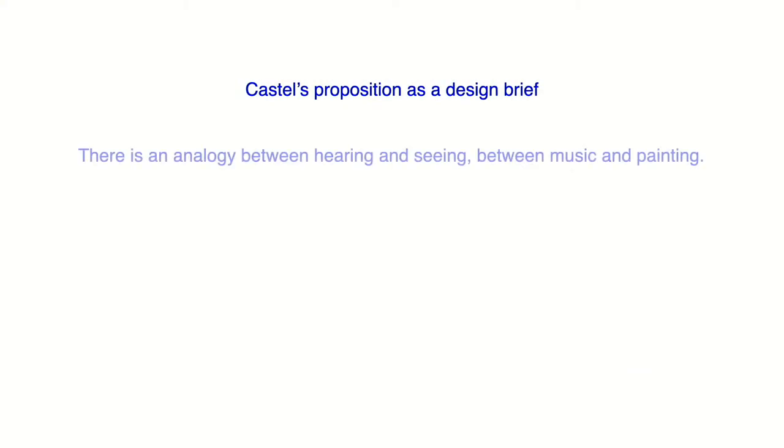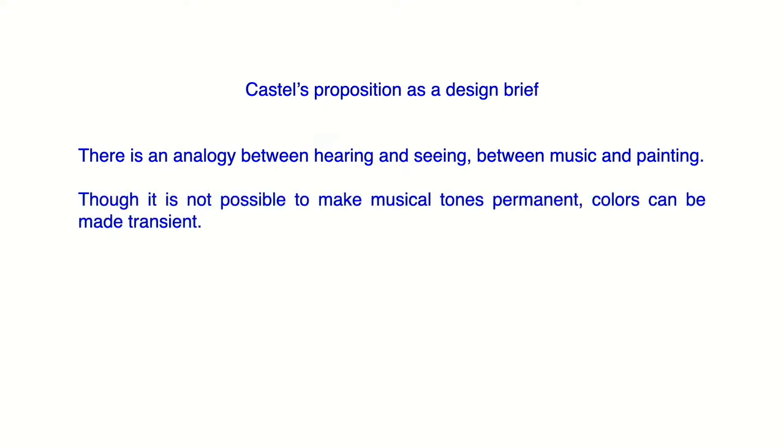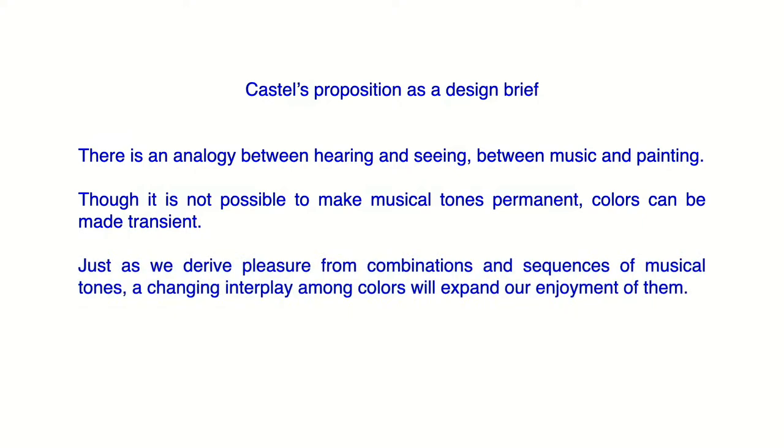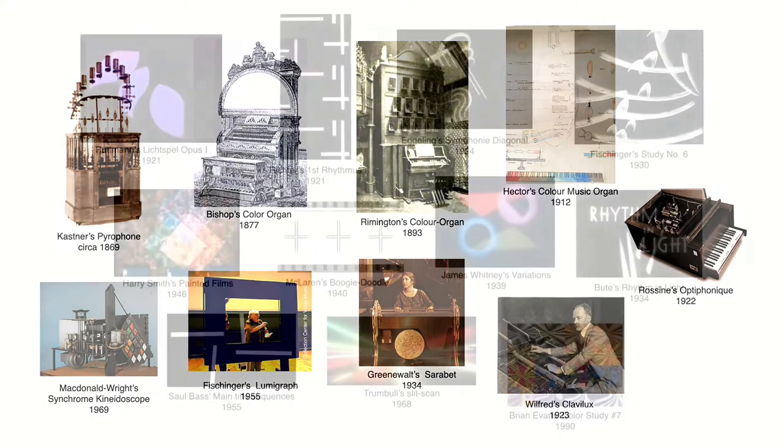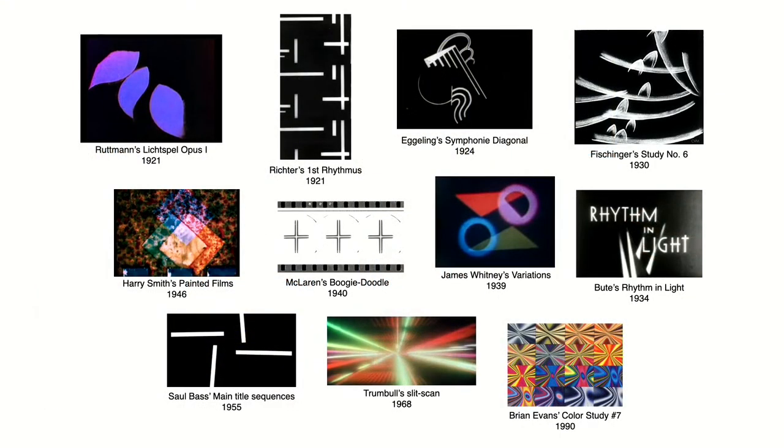There is an analogy between hearing and seeing, between music and painting. Though it is not possible to make musical tones permanent, colors can be made transient. Just as we derive pleasure from combinations and sequences of musical tones, a changing interplay among colors will expand our enjoyment of them. The 19th and 20th centuries saw a succession of instruments designed with an intent akin to Castel's. And once film was available, it provided another vehicle for exploring the relationship of the eye to the ear, stretching the art to include forms and motions, as well as colors.